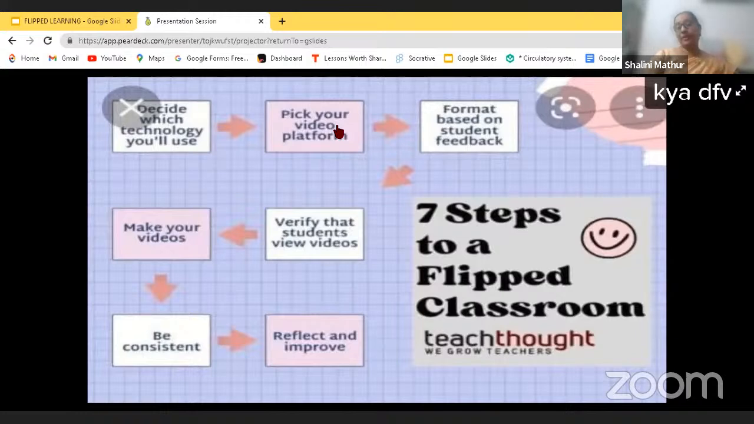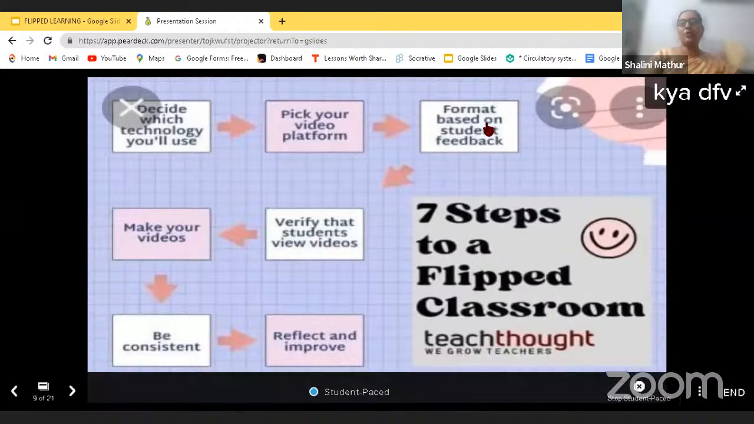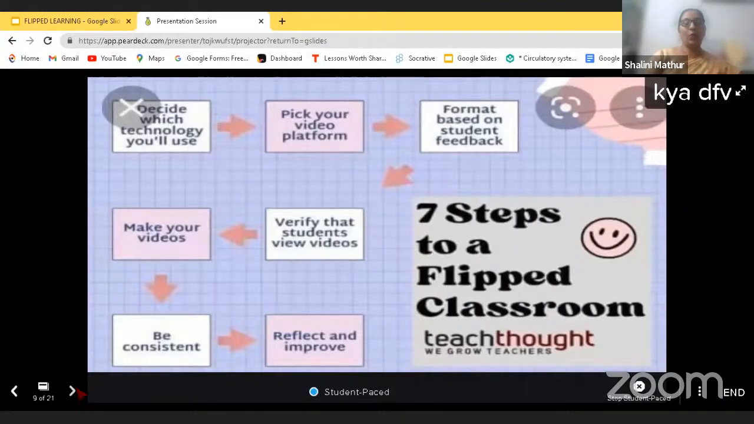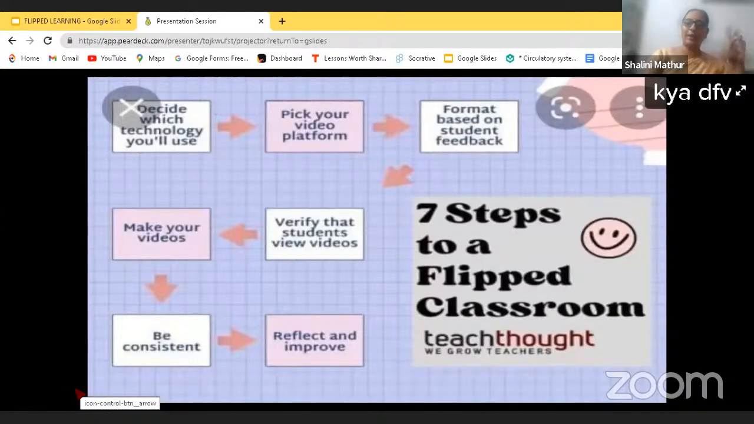Now, after that, you have to plan it very smartly. You have chosen the platform, you have chosen the concept, then the format based on the student feedback. When you choose this concept, please go through the students' feedback, which topic they want to revise again, which topic, as an experienced teacher, we all know is a difficult one.